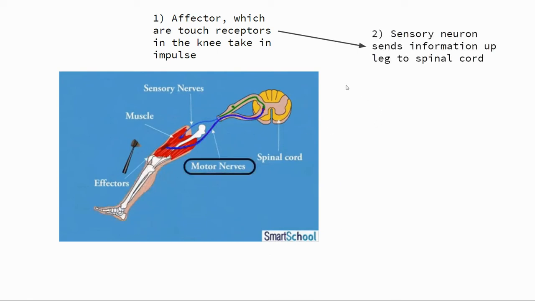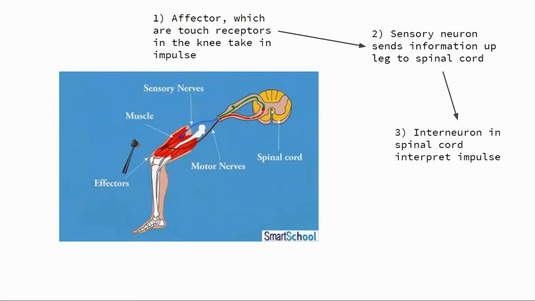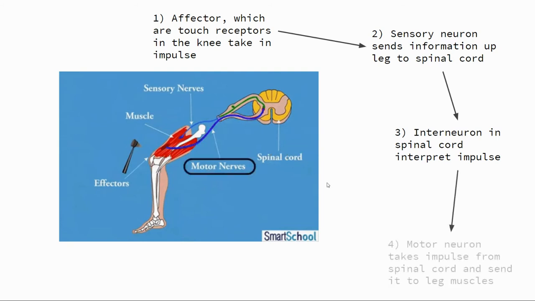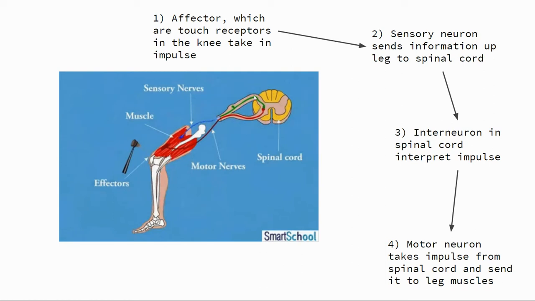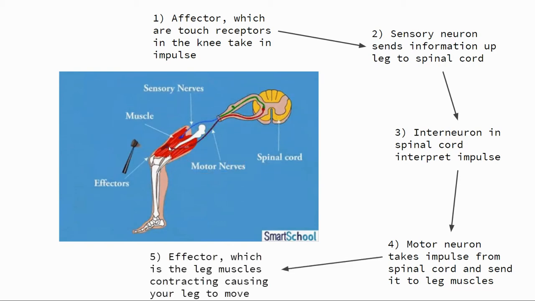Then what happens is your sensory neuron sends the information up the leg to the spinal cord via the sensory nerves. Okay, so you can draw something along those lines. The interneuron, which is the spinal cord right here, interprets that impulse and sends it to the motor neuron, which you can see here. So it goes up the sensory neuron into the spinal cord, back down to the motor neuron, where the impulse is sent from the spinal cord to the leg muscle. And then lastly, the effector, which is the muscle that's actually trying to contract, okay, will move your leg.